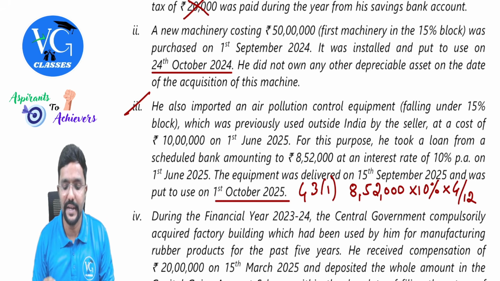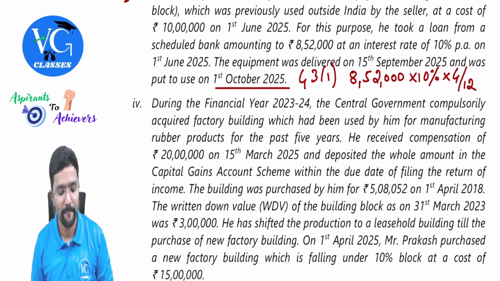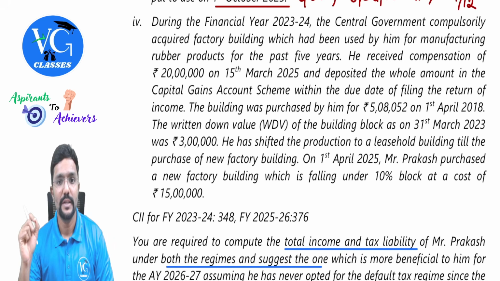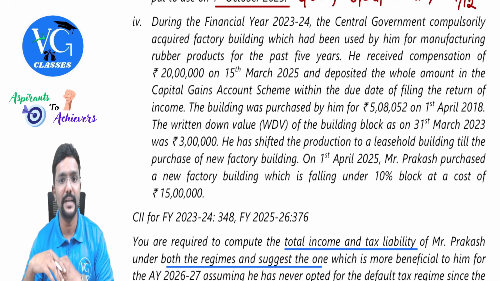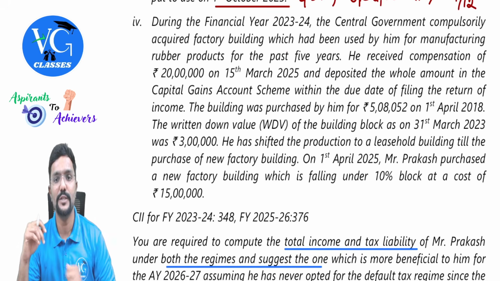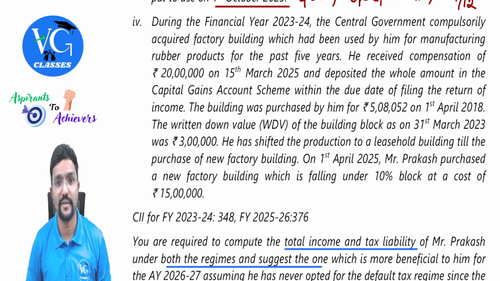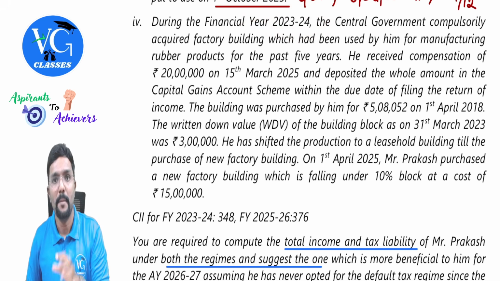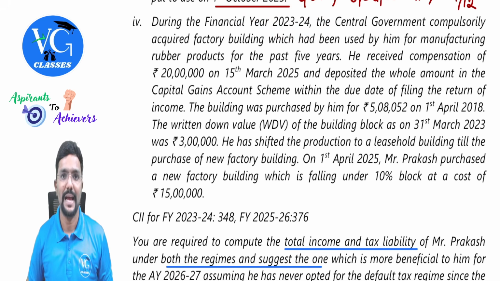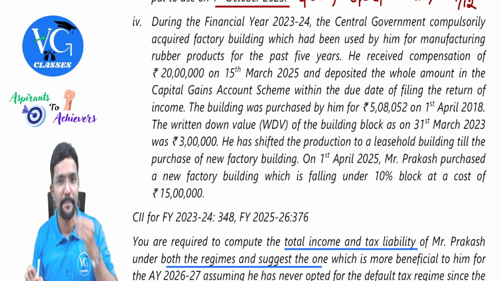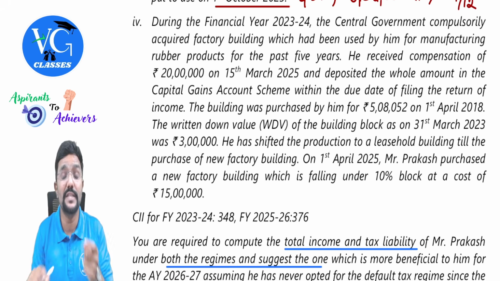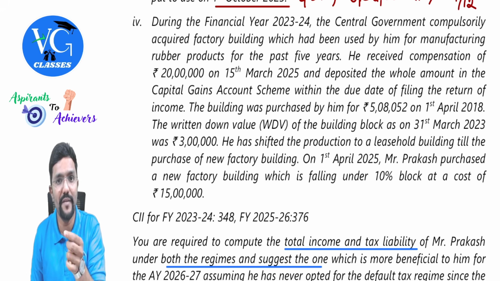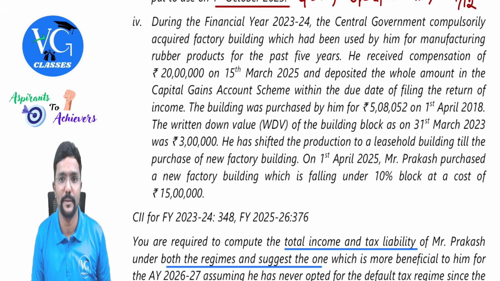Yes, sir. Okay. Third point, we already read it, guys. We'll move forward. Fourth one. During the financial year 23-24, the central government compulsorily acquired factory building which had been used by him for manufacturing rubber products for the past 5 years. Guys, the year of transfer is 23-24. But in case of compulsory acquisition, as per section 45 subsection 5, it will be taxable in the year in which the compensation is first received. Even if it is received in installment, whenever you receive the first installment, it will be taxable.